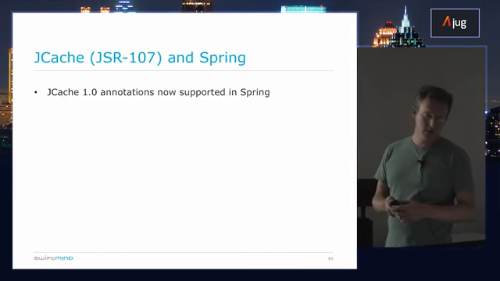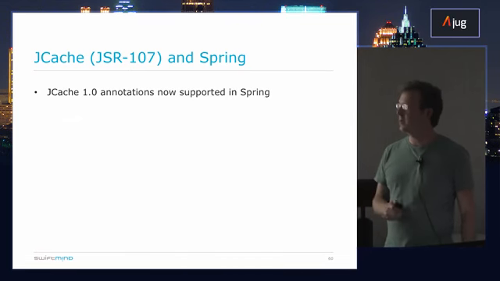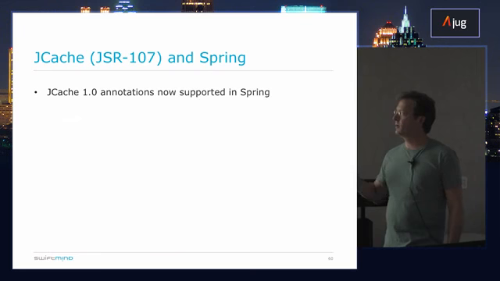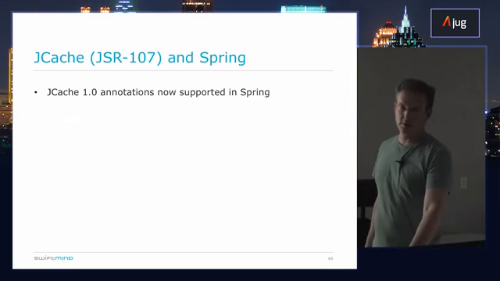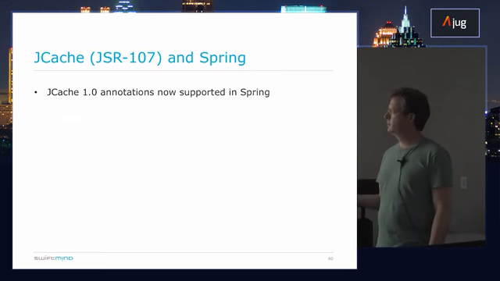So caching, JSR 107, standard, one of the oldest JSRs around, finally got implemented. Basically, in Spring 4.0, we now have explicit support for JCache 1.0 annotations. You might have seen the blog last week. Just came out. Was it last week?